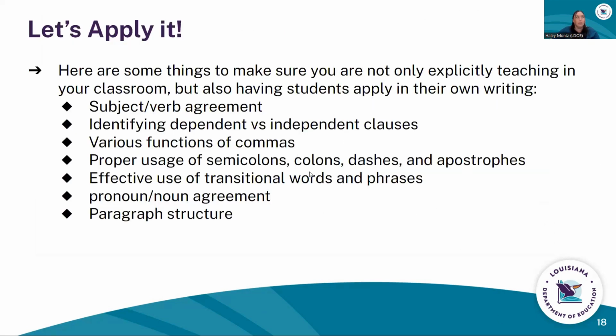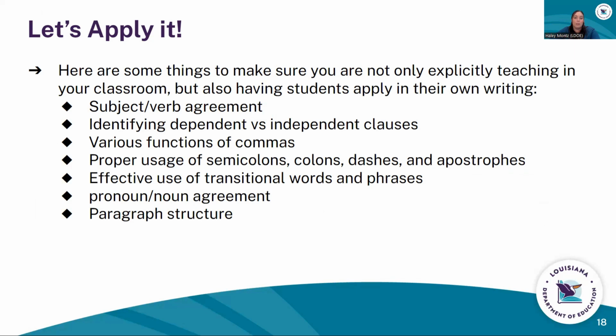Okay, so let's apply this here. Here are some things that you can do to make sure that not only you are explicitly teaching in your classroom, but also having students apply within their own writing as well. So subject-verb agreement is a big one. This is something that can be practiced through their own writing, can be looked at through mentor sentences, can be taught through mini lessons, can be taught in small group, in interventions. All of these things, honestly, can be taught through all those different means and methods.